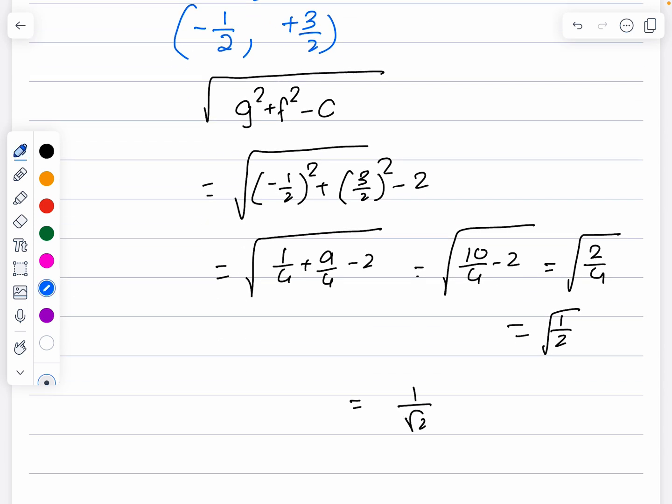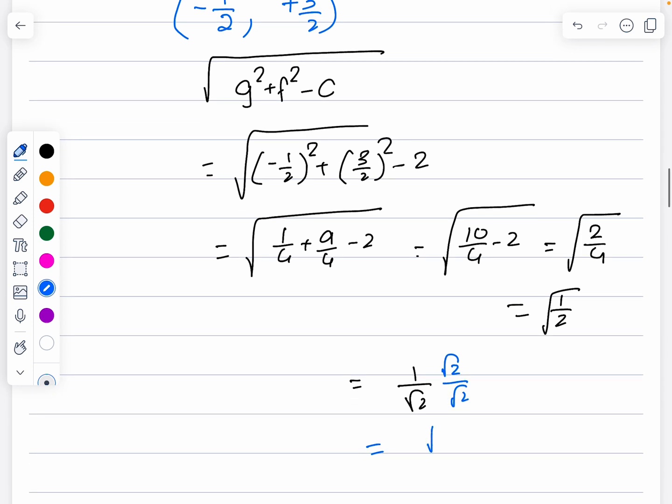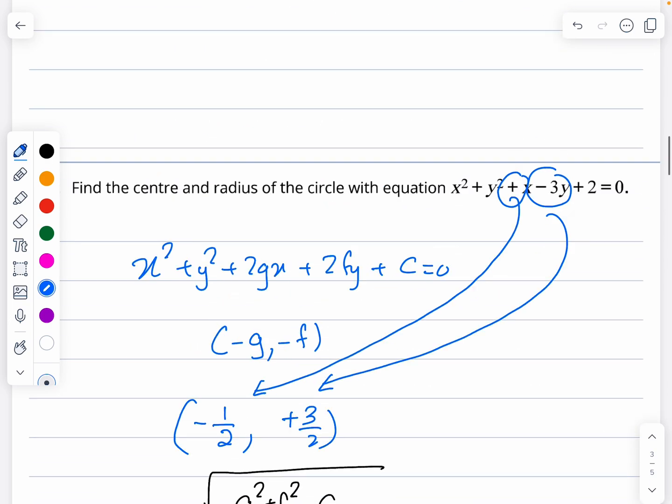So multiply and divide by root 2, because there should never be a root in the denominator. So my radius is going to be root 2 upon 2. That's going to be the radius. The radius r, the center is found and radius r is found.